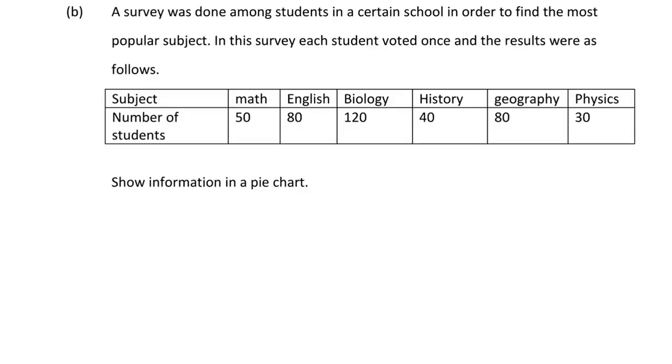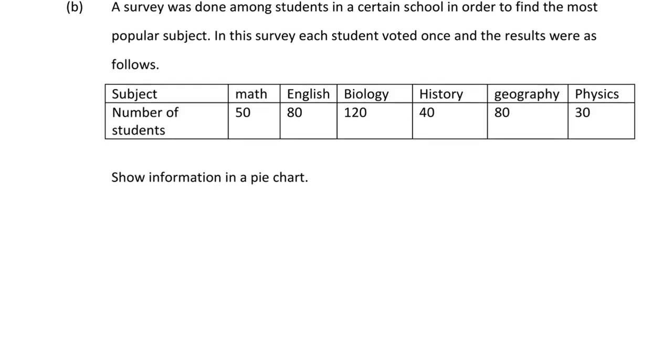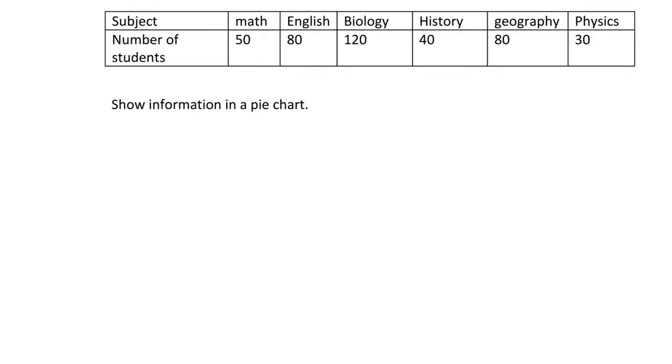Part B of the question. A survey was done among students in a certain school in order to find the most popular subject. In this survey, each student voted once and the results were as follows. So we've been given the table there with the results. We are supposed to show this information in a pie chart.